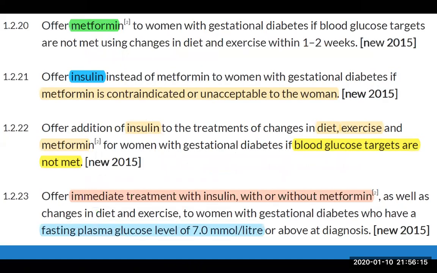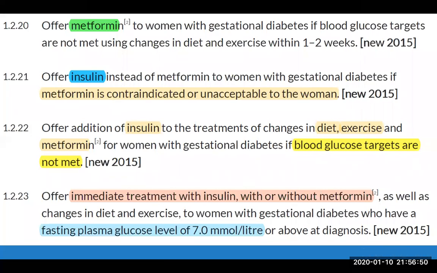We have 3 options in management of GDM or diabetes during the pregnancy: metformin, insulin, and glibenclamide. These are the 3 options available in the NICE guidelines. Metformin is indicated in all cases of gestational diabetes who do not control on lifestyle for 1 to 2 weeks. Insulin can be used instead of metformin for the woman with gestational diabetes if metformin is contraindicated.